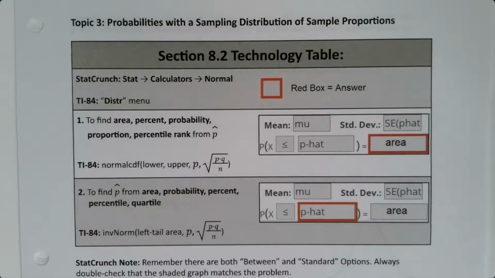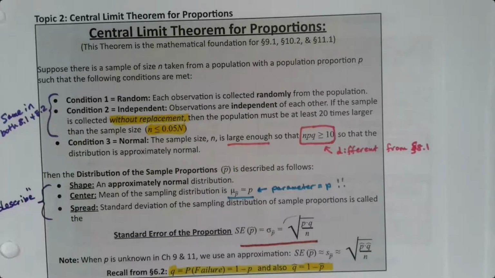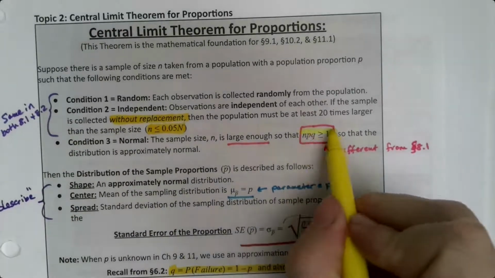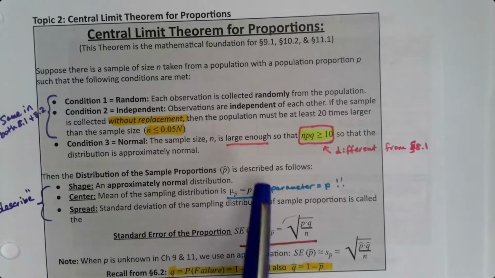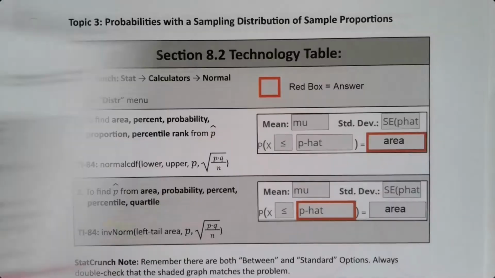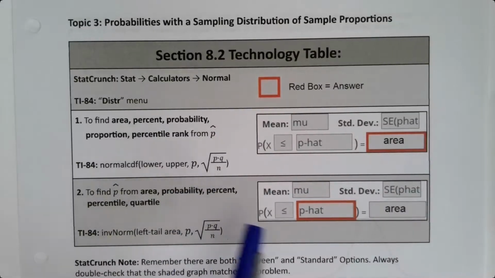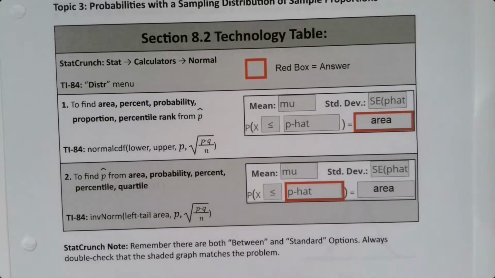Just as in section 8.1, because we have proven that the sampling distribution of sample proportions is normal, and we prove that with a slightly more complicated n times p times q is greater than or equal to 10 in this section, then we can find probabilities or p-hats depending on what the problem calls for. I'm going to show everything in the next 2 pages with StatCrunch.